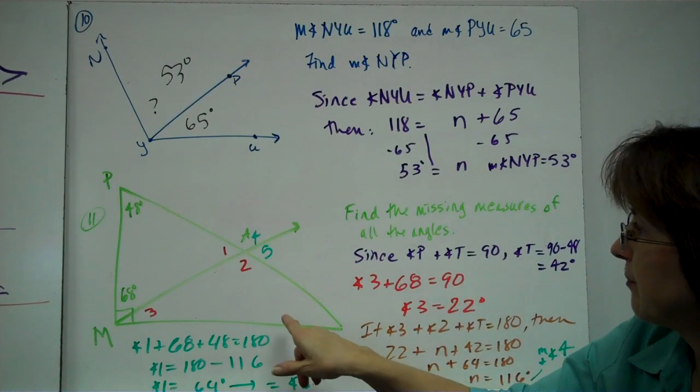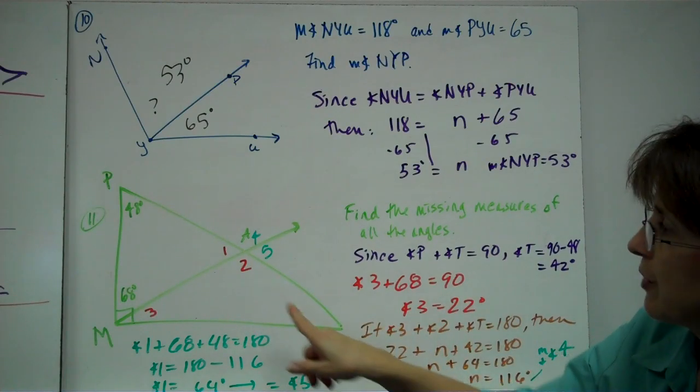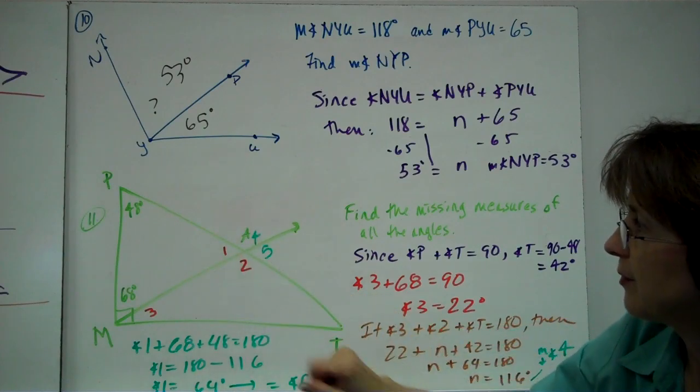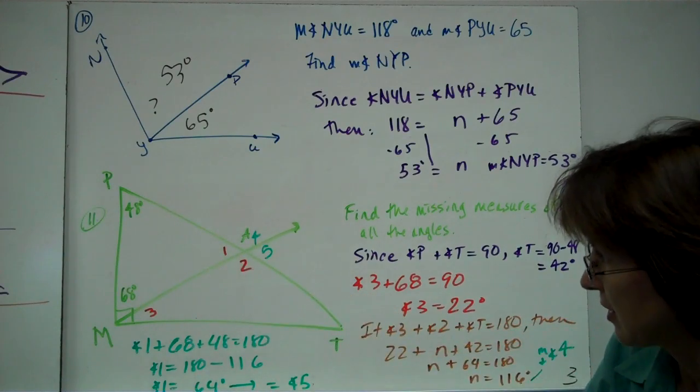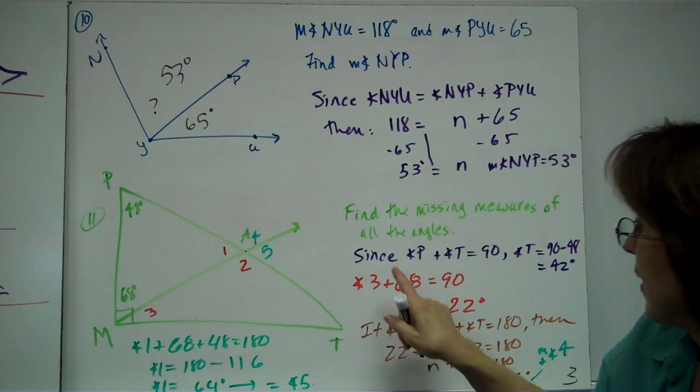So I went ahead and numbered them. T, I'm just going to call T, so I didn't need to number that. But I have 1, 2, 3, and then 4 and 5. Okay, that vertex is point A. All right, well, let's see.